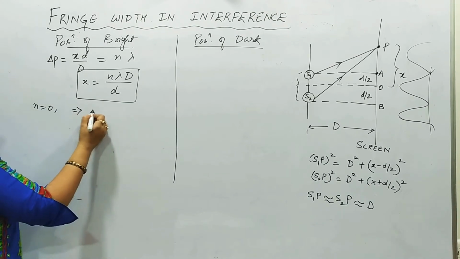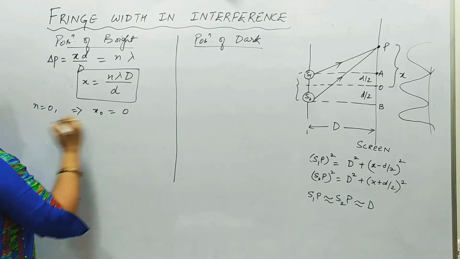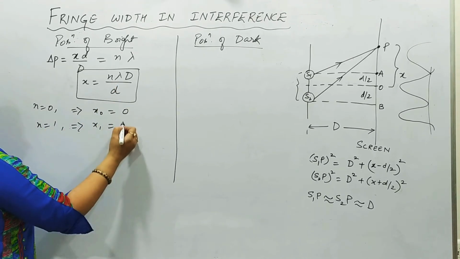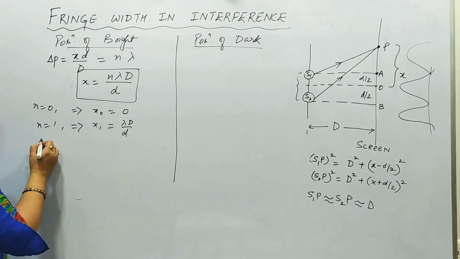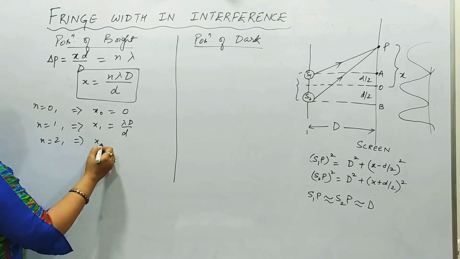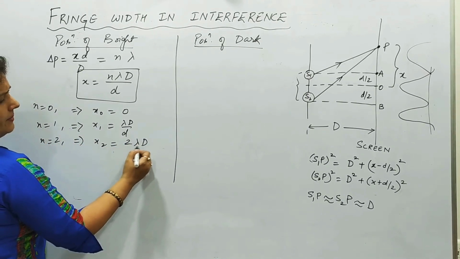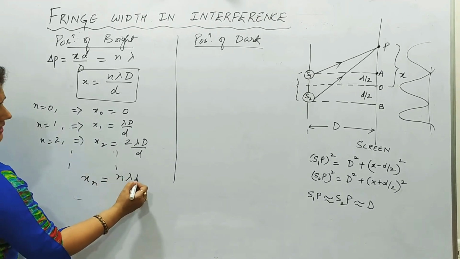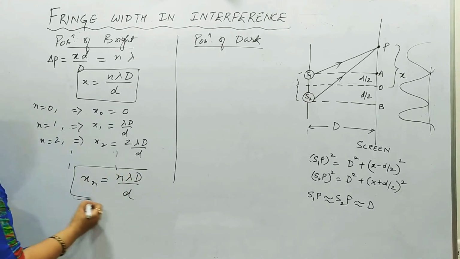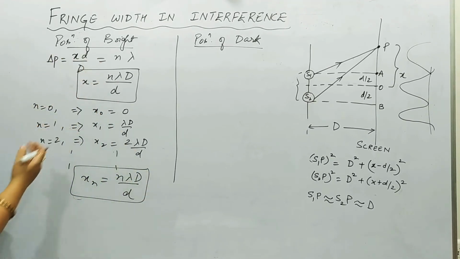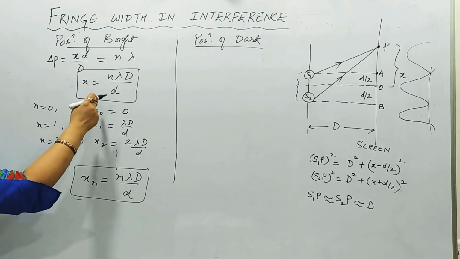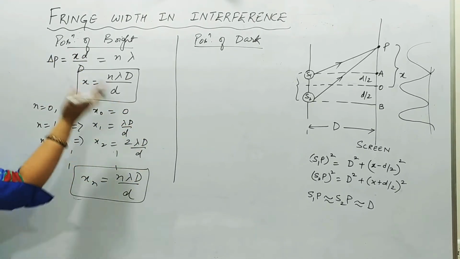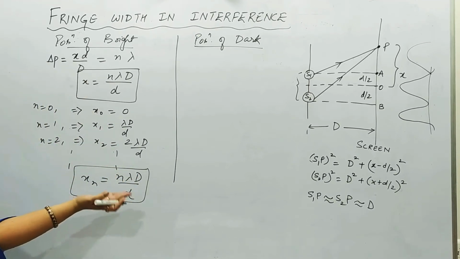Putting n as 0, x0 will be 0. Putting n as 1, x1 will be lambda D by d. Similarly n as 2, x2 will be 2 lambda D by d. Similarly xn would be n lambda D by d. This is the final expression, the position of the bright fringe. First bright fringe at 0 at the center, second bright fringe at lambda D by d, then 2 lambda D by d, then 3 lambda D by d, and so on.